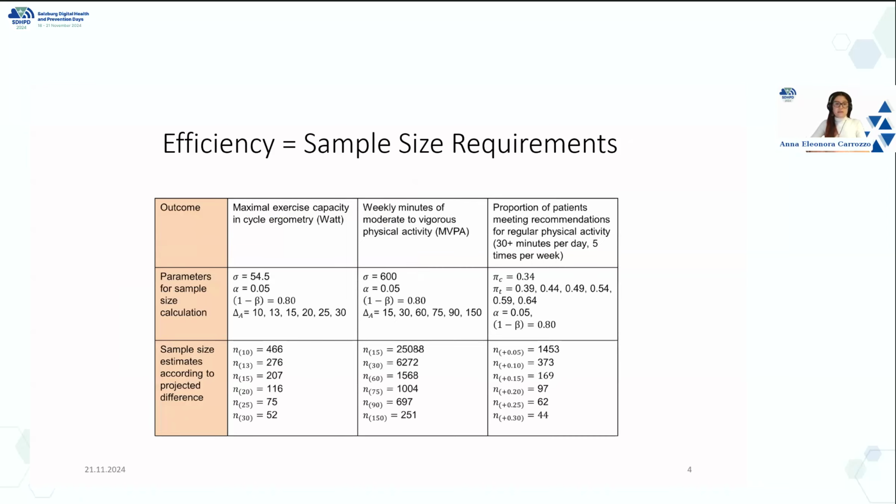Here we can see some examples of different outcomes, and we can see that on the basis of the corresponding parameters from the population and on the basis of the specific difference that we want to detect, the sample size requirement can be very high, even for reasonable differences.